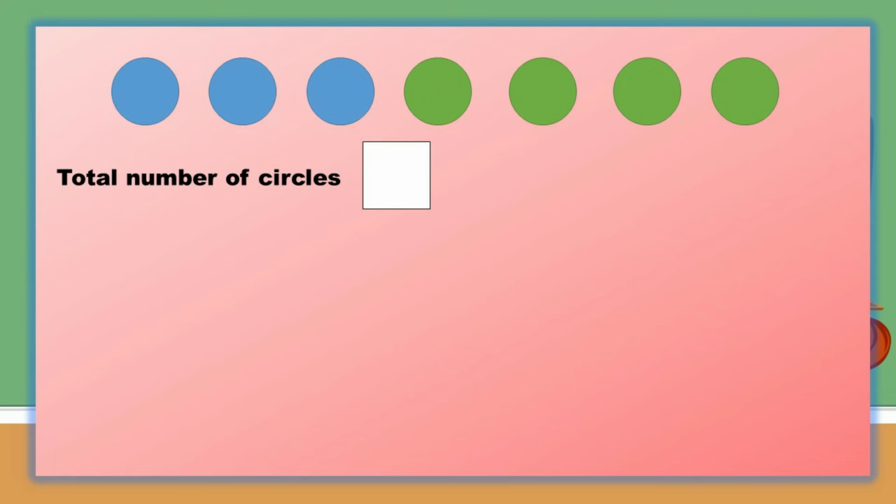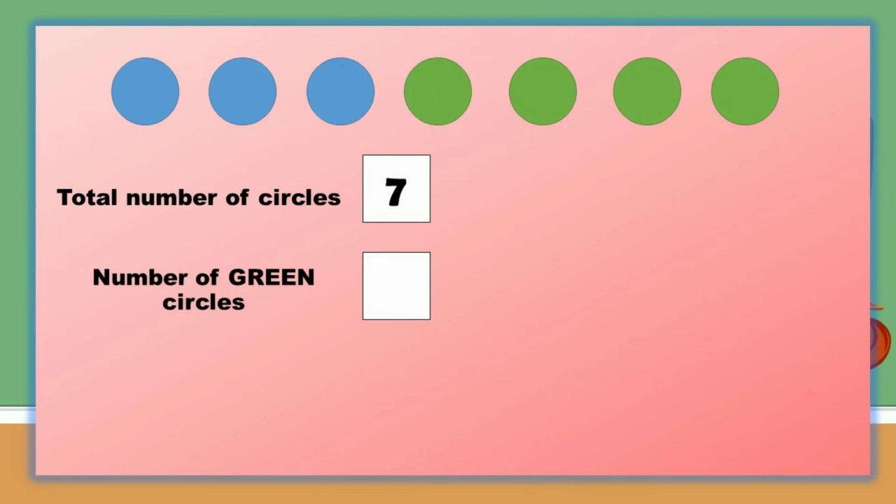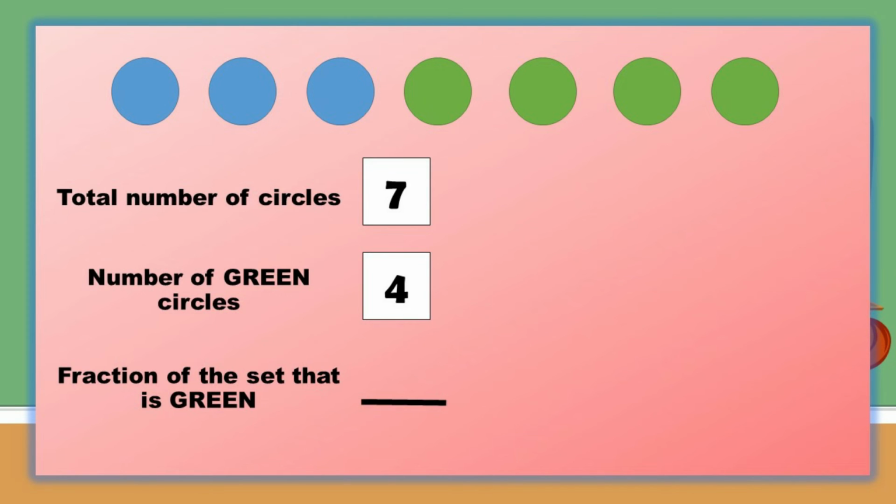Look at the objects. How many circles are there in all? Good job! There are 7 circles. How about the number of green circles? How many green circles are there in all? Good job! There are 4 green circles. What is the fraction of the set that is green? Remember, it's green first. Good job! The fraction of the set that is green is 4/7.